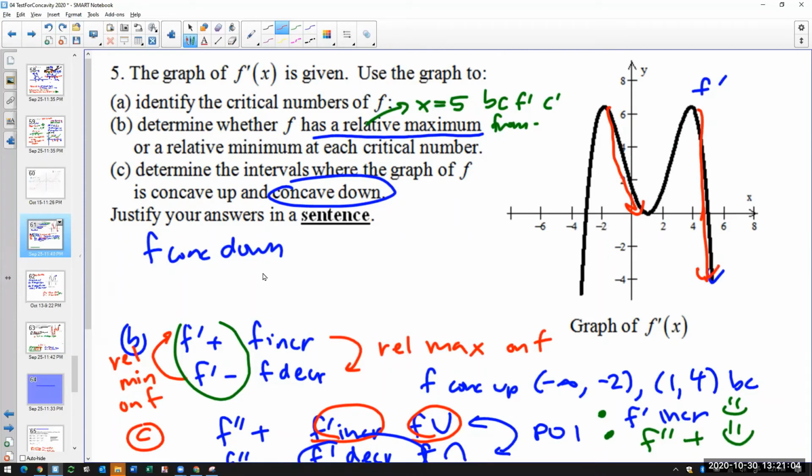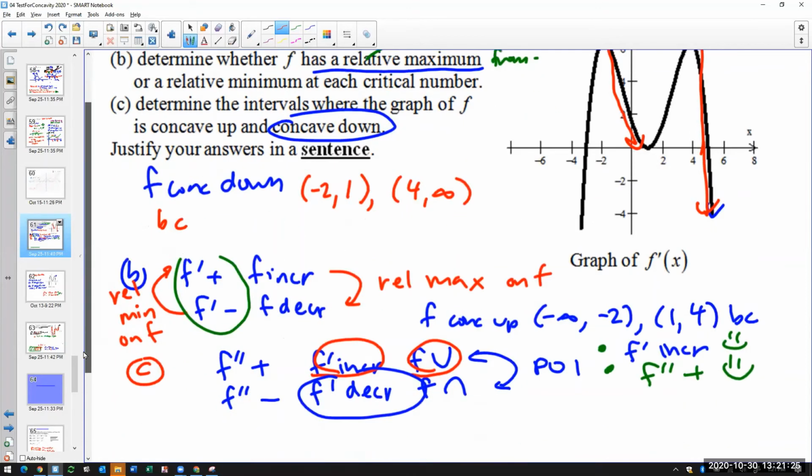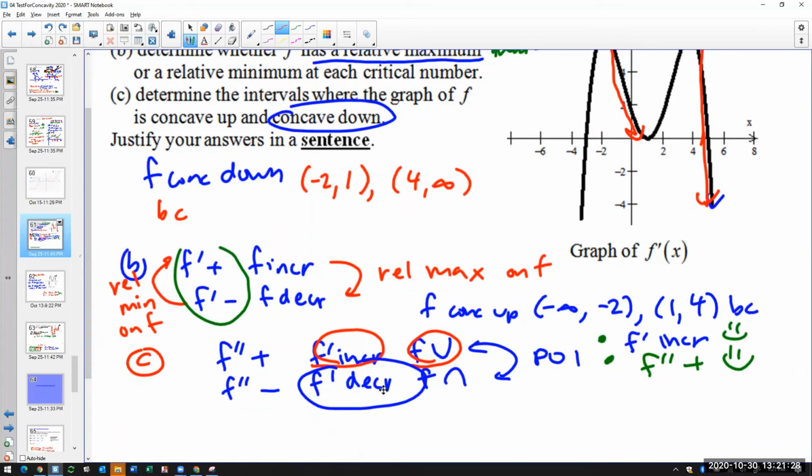Okay? So f is concave down, and I'm kind of looking at it at an angle, I'm seeing negative 2 to 1, comma, and then also, I think that is 4 to infinity. And what's the justification for concave down? Because. And then just go down and look at this shorthand that you write. You're going to write it right when you get the test. f is concave down when, Sydney, you're with us? What's the justification for concave down? f prime is decreasing. Does that make sense?